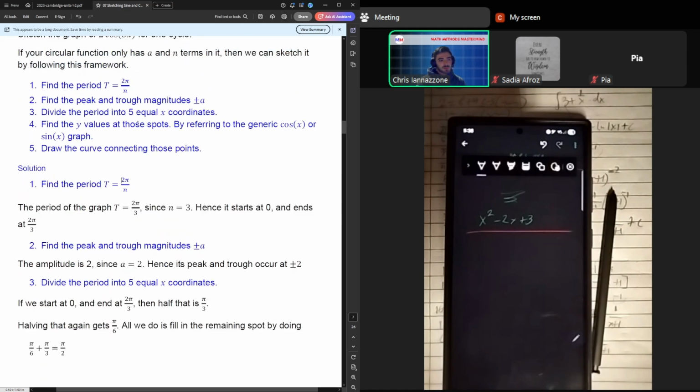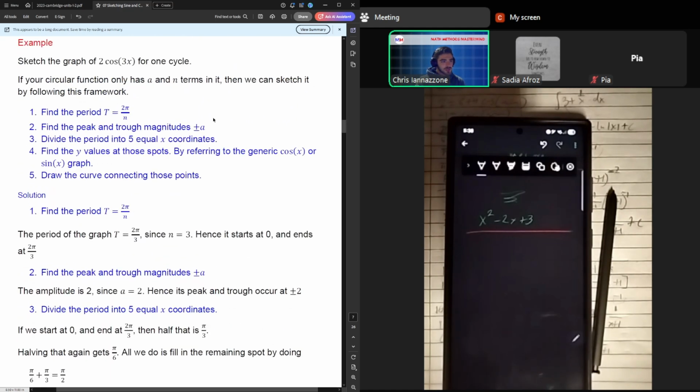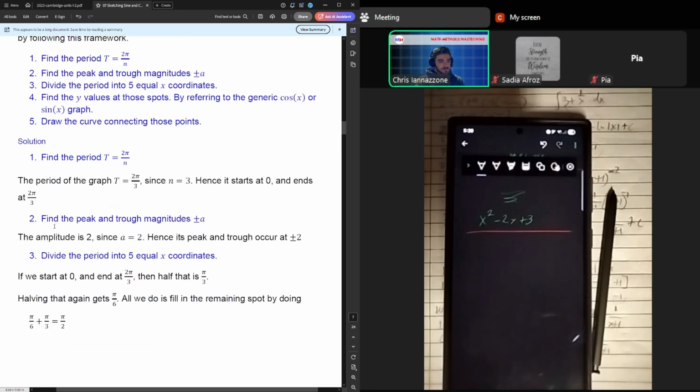First things first, find the period of the circular function. This is going to allow us to actually sketch the circular function. How long does it take to do its cycle? In this case, n is going to be 3. So when you do your 2 pi divided by n, you're in fact doing 2 pi divided by 3. So that means our period, or the one cycle, is going to start from 0 and end at 2 pi on 3.